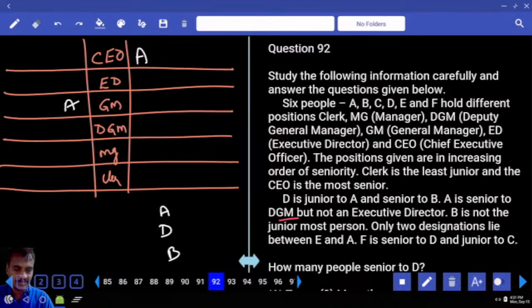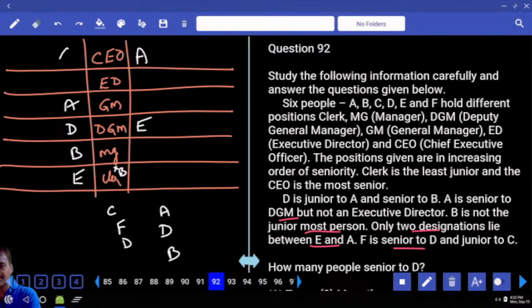Then next one. B is not the junior most. Now B cannot be the clerk at all. As B cannot be the clerk, A, D, B definitely in this order. Only 2 in between E and A. Now in between E and A, how many? 2. And C will be here. E will be here. And if E is here, F is senior to D but junior to C. C, F and D must be in this order. Clear? If C, F and D were there, then B must be here, since B cannot be the junior most.